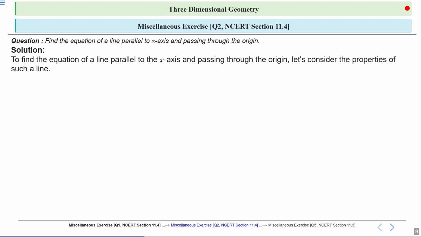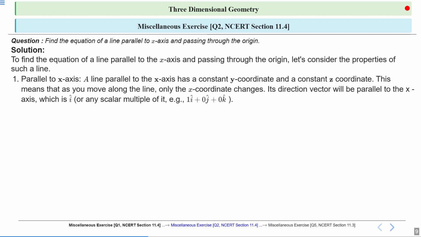So let's see the solution. To find the equation of a line parallel to the x-axis and passing through the origin, let's consider the properties of such a line. First, parallel to the x-axis: a line parallel to the x-axis has a constant y coordinate and a constant z coordinate. This means that as you move along the line, only the x coordinate changes. Its direction vector will be parallel to the x-axis, which is i cap or a scalar multiple of it, for example 1 i cap plus 0 j cap plus 0 k cap.